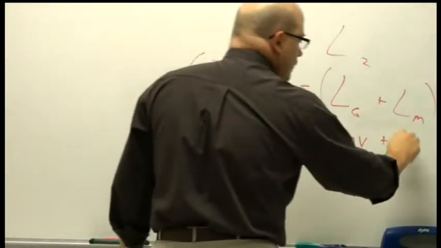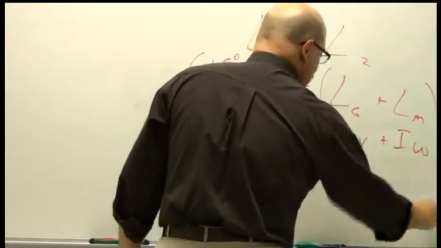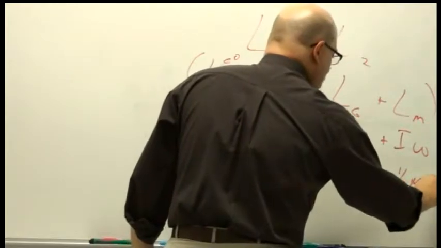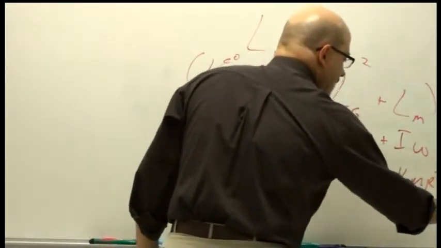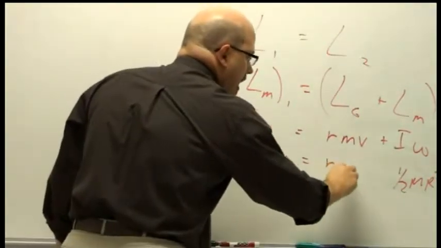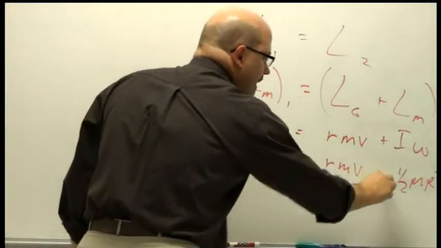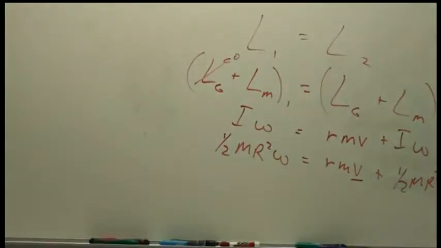And for the merry-go-round, this is I omega afterwards. So afterwards, this is one half MR squared omega final. Uh-oh. RMV. I've got V and I've got omega. How do I reconcile the two? Do we know V? Not right now. How do we find V? V equals omega R. Okay, how are V and omega related?